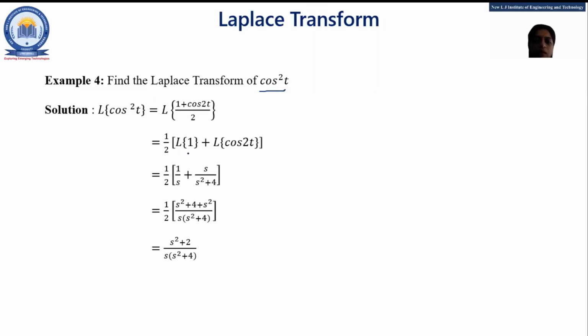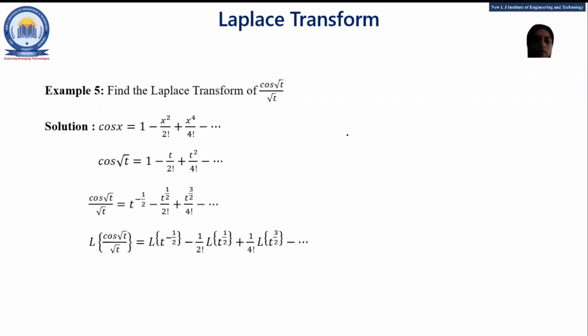Applying the Laplace formula, Laplace of 1 is 1 by s. Laplace of cos 2t is s upon s square plus 4. And by taking LCM, s square plus 4 plus s square. So here we have 2s square plus 4. So if we take 2 common, then these 2 will be cancelled. And in the numerator, we have s square plus 2, and in the denominator, s into s square plus 4. Right? Okay.